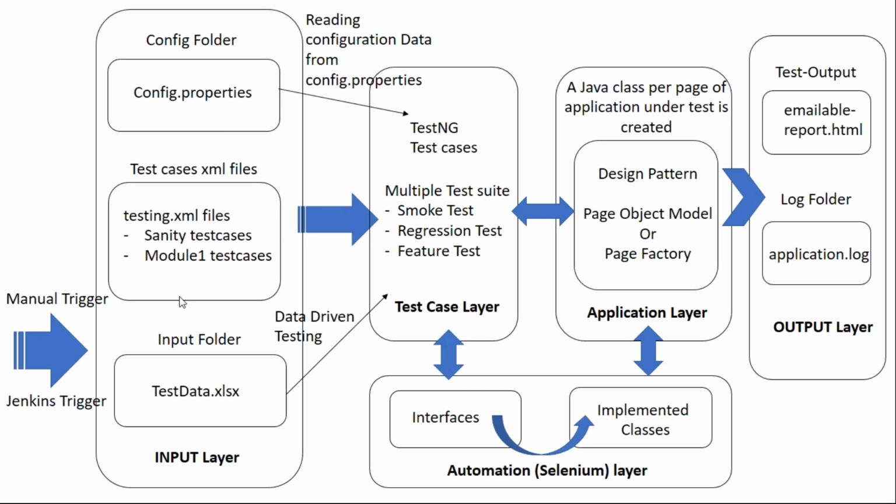Okay, and then after this config.properties, there will be a test cases XML file. These will be the XML files in which all our scenarios will be there, like sanity test cases, module 1 test cases, module 2 test cases, and so on. Again, it's an input file for us, and a few of the scenarios might require data driven testing. So for that there will be a testdata.xls file which will have all our test data in it. Okay, so these are the 3 input files which we are going to have.